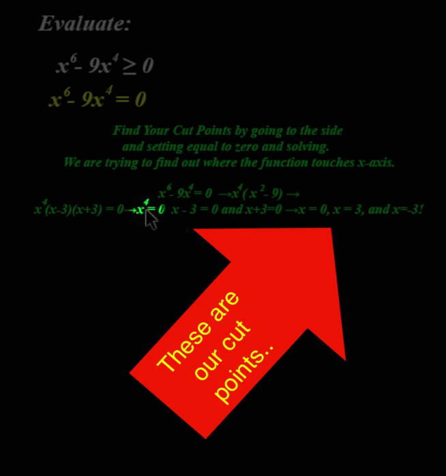Then solve for x. First one, you're going to take the 4th root of both sides. The 4th root of 0 is 0. Here you add the root of both sides, and here you subtract the root of both sides. You can get these cut points.